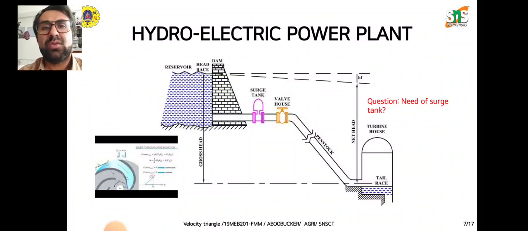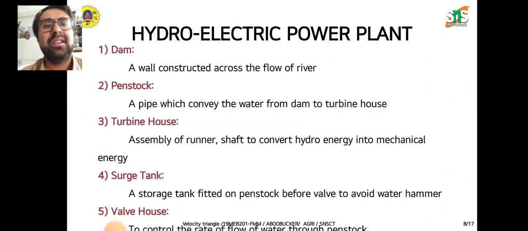So now I have a question: what is the need of a surge tank? Yes, I mentioned it in the next slide, where I have given a definition. What is a penstock? A pipe which conveys water from a dam to the turbine house. The turbine house is the assembly of the runner and the shaft which converts the hydraulic energy into mechanical energy. That mechanical energy is actually converted into electrical energy.